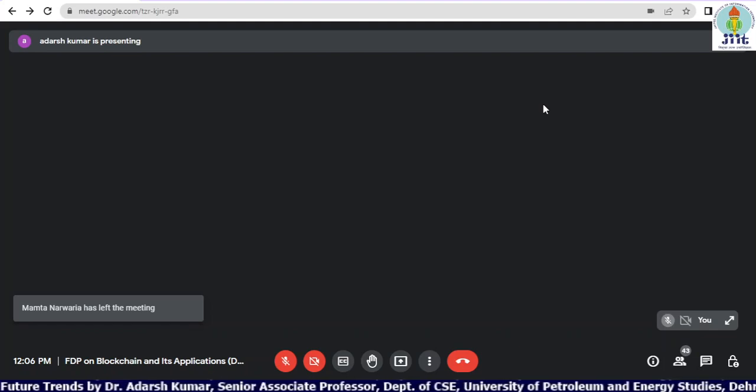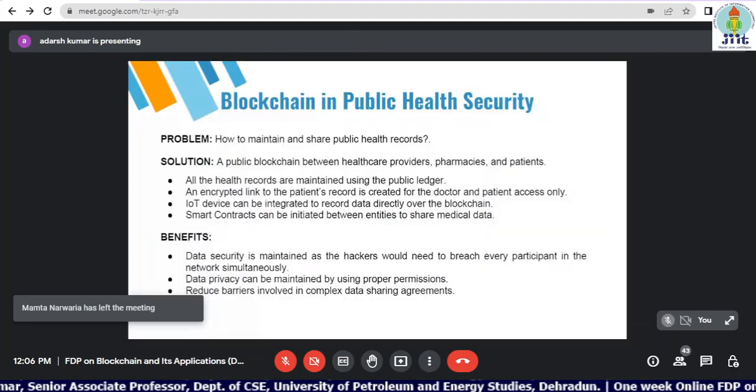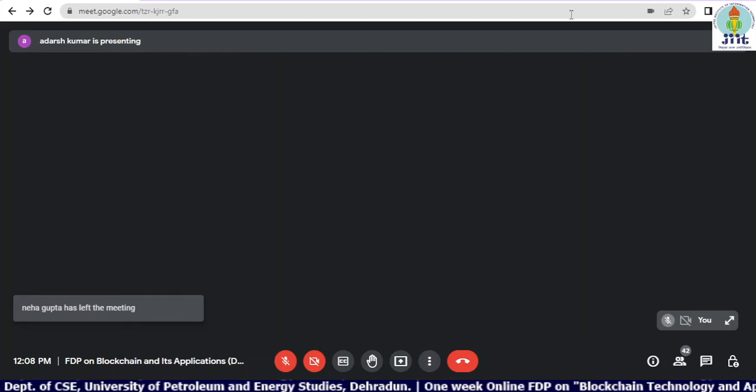Right. So what are the possible solutions? One possible solution is, for the different entities in the healthcare sector, like healthcare providers, pharmacies, and patients, we can create a blockchain for each one. All of them can be put in a public blockchain ledger. So all the health records are maintained using the public ledger.